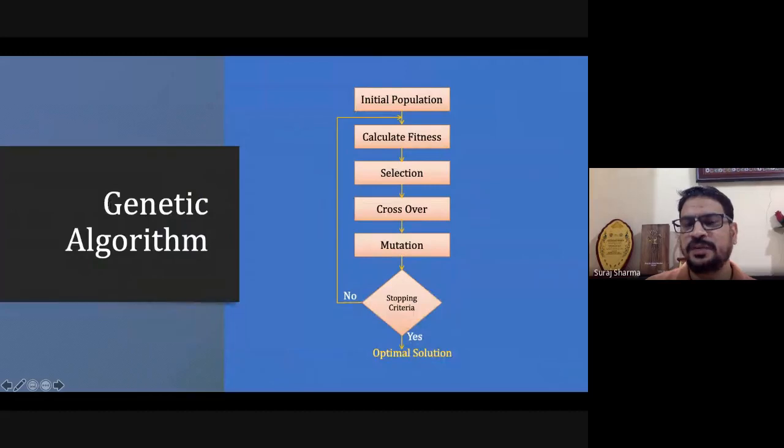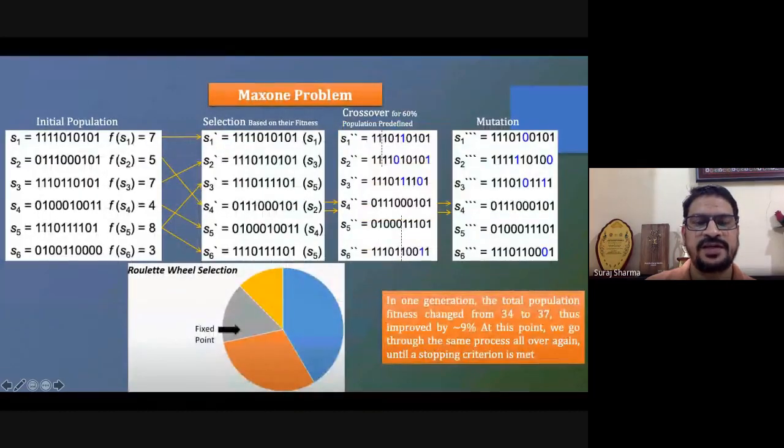Once we have generated the initial population, you go to the algorithm. After getting the initial population, the next step is to calculate fitness. Let's see how we have calculated the fitness. In the Maxone problem, we have to find the maximum number of 1s, so this fitness function is based on how many 1s we have in that chromosome. It is 1, 2, 3, 4, 5, 6, 7, so the fitness value is 7 here.